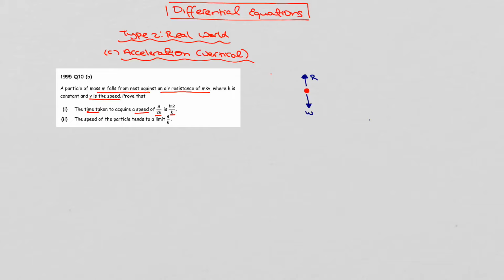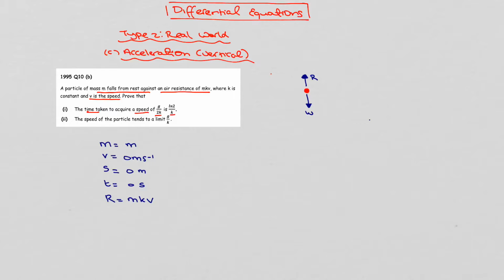Well, we know that the mass is given to us as m. We're not given any units here in this question. So it's starting from rest, so its initial velocity is going to be 0. Therefore, its starting point is 0, and the time at the start will also be 0. And the resistance then is given to us as mkv. And again, no units given there, so not given to us in terms of newtons or kilonewtons or anything, okay?